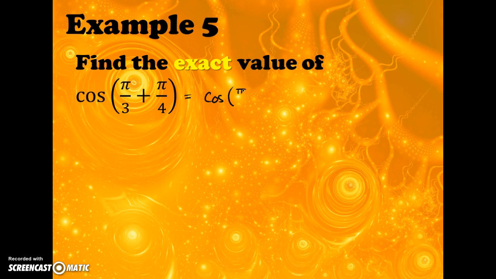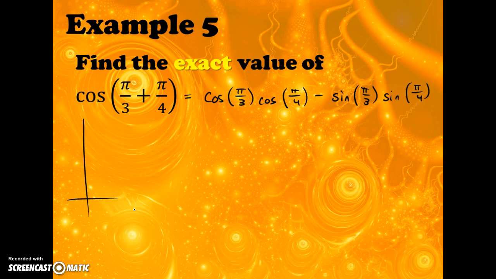We know that that is cosine of pi over 3, cosine pi over 4, minus sine of pi over 3, sine of pi over 4. So now all we want to do is figure out what this is going to be.